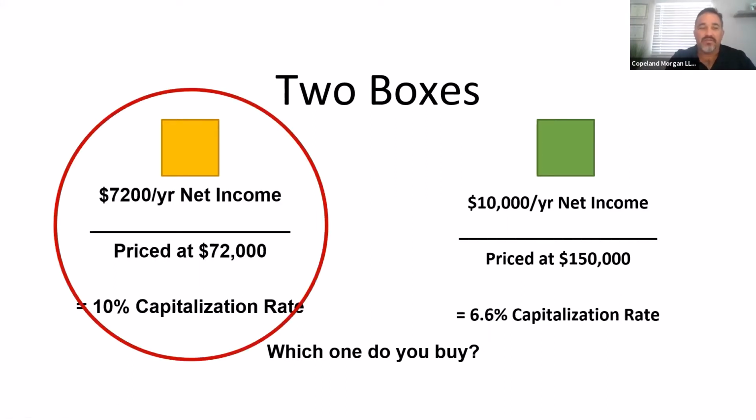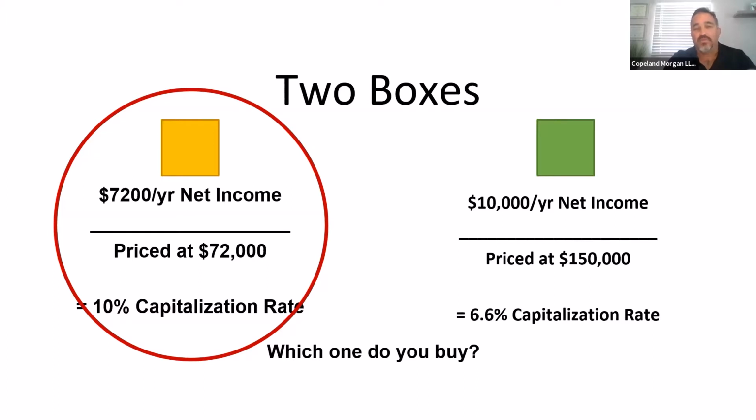So yeah, generally speaking, given what we know so far, the yellow box appears to be a better deal because it's a 10 cap, whereas the green box is a 6.6% capitalization rate when you take that $10,000 a year, but it costs $150K.